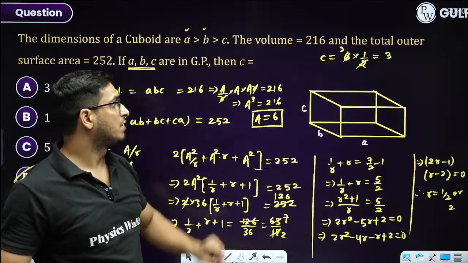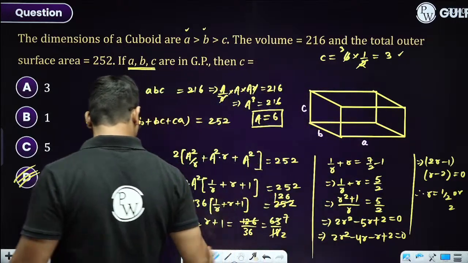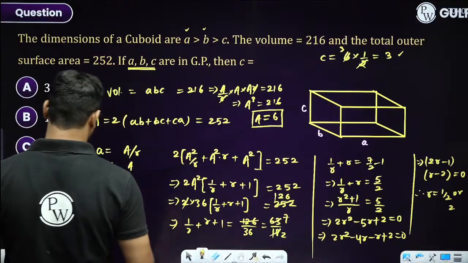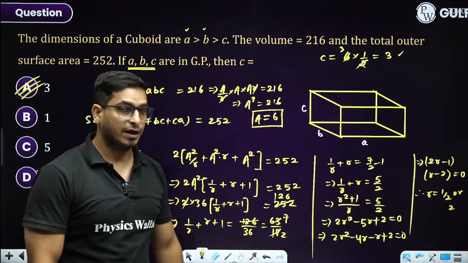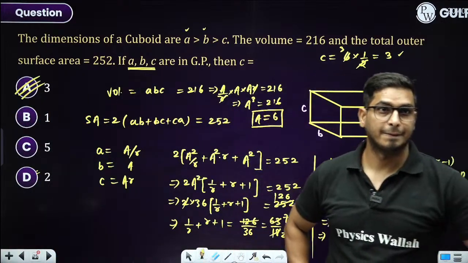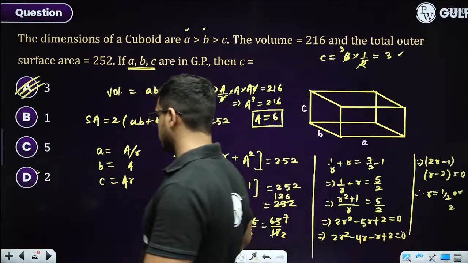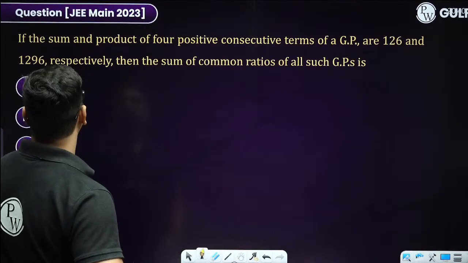Understood? So C is 3. Sorry, I was thinking about R. Any doubt? No doubt. Now we have one more question.